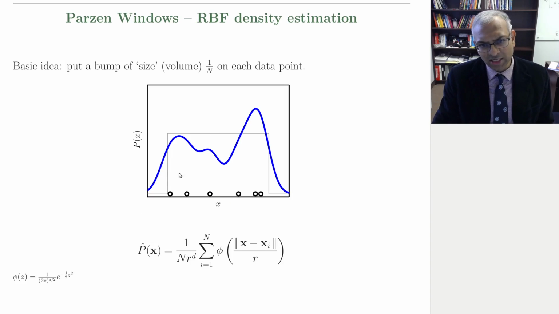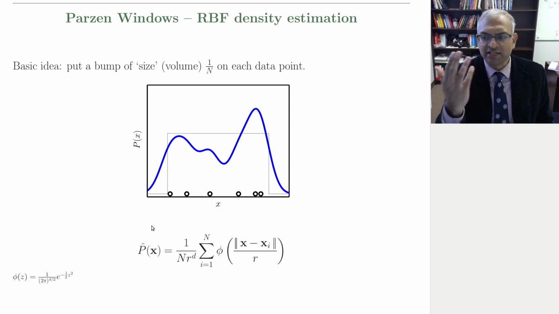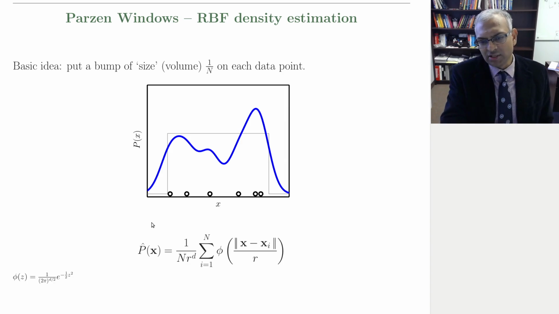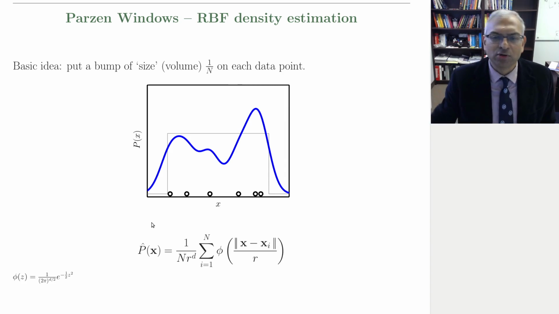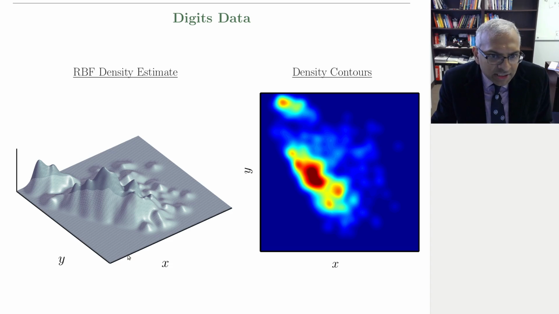And if I go back, you might ask, what should be the width of the bumps? Well, that's governed by this scale parameter r. And you can set it in almost the same way as we did for the non-parametric RBF estimator. You set r so that it's approximately giving you convergence like 1 over root n, or 1 over the dth root of n. So here's the probability density estimate.